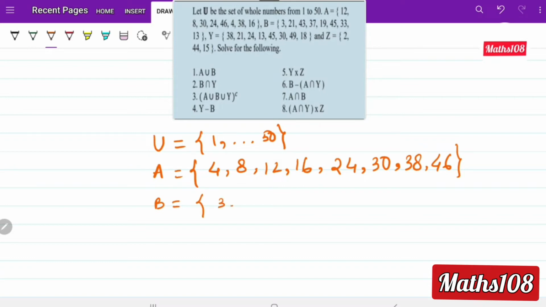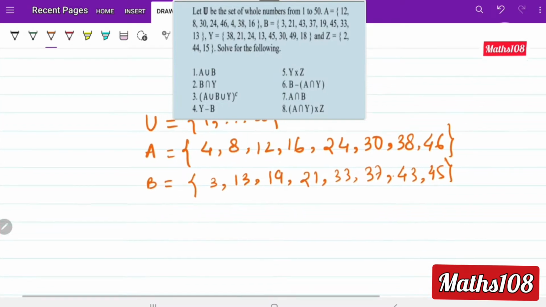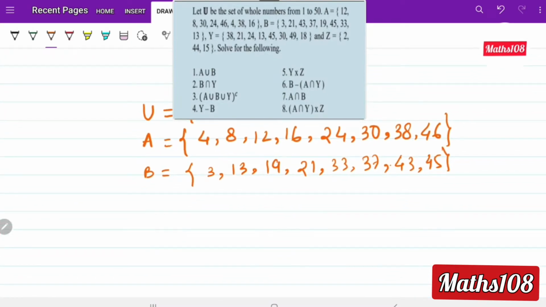the smallest number is 3, next is 13, next is 19, next is 21, next is 33, next is 37, next is 43, and next is 45. This is the set. After that, let's try to write Y also.